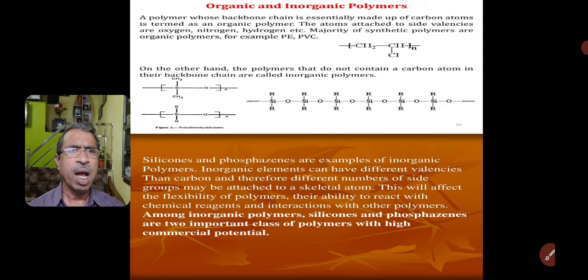Inorganic elements can have different valencies than carbon, and therefore a different number of side groups may be attached to a skeletal atom. This will affect the flexibility of polymers, their ability to react with chemical reagents and interaction with other polymers. Among inorganic polymers, silicones and phosphazenes are two important classes of polymers with high commercial potential.